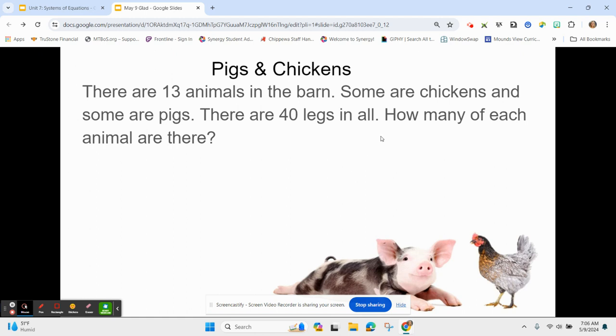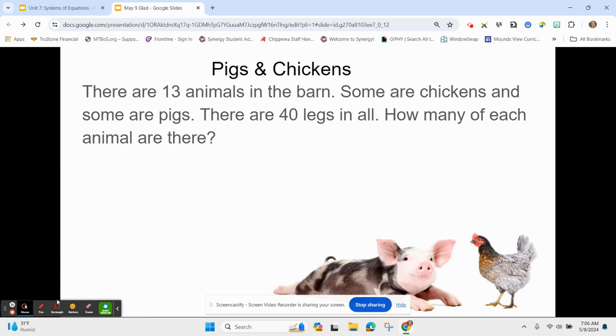So we have some pigs and chickens. Look at that cute little piggy. There's 13 animals in the barn, and some are chickens and some are pigs. Altogether, there's 40 legs. How many of each animal are there? Now, we could guess and check our way through this.